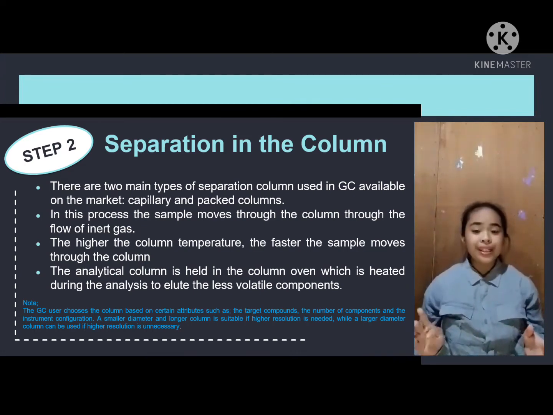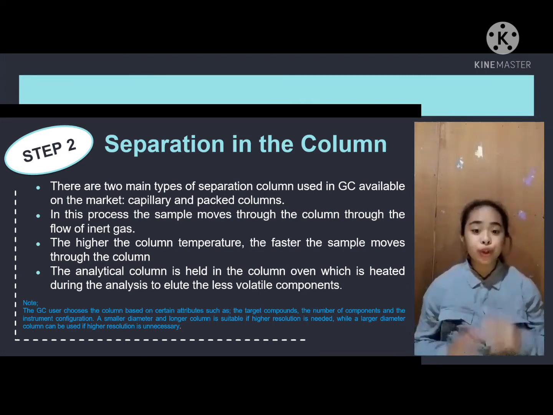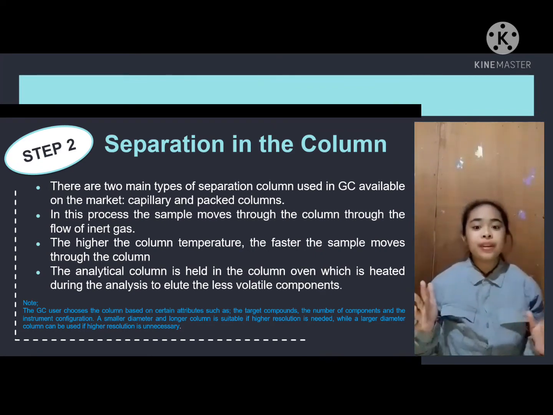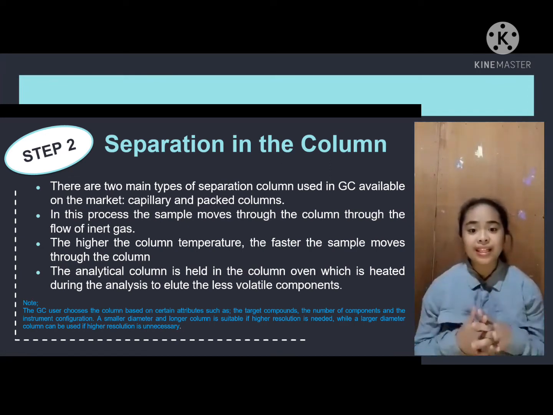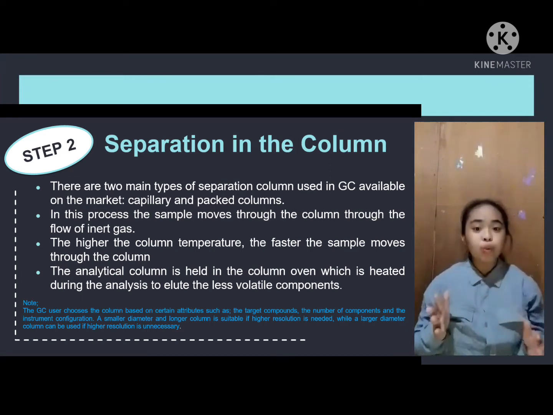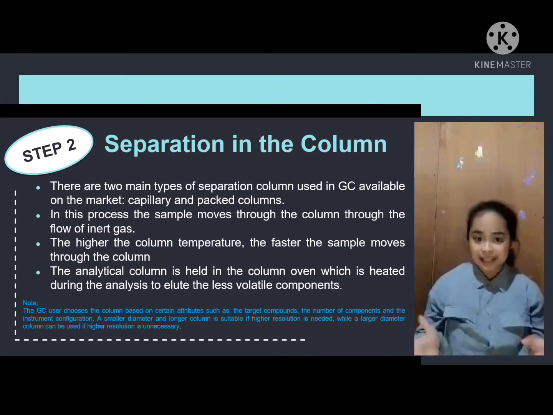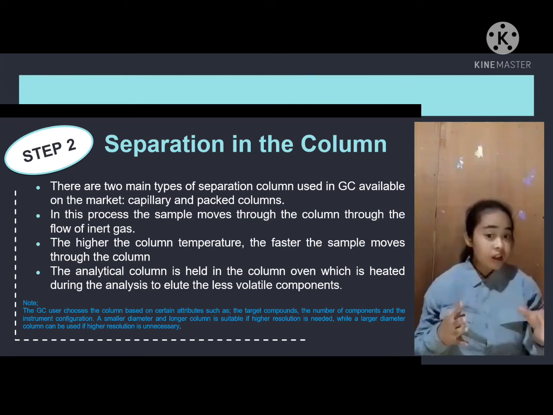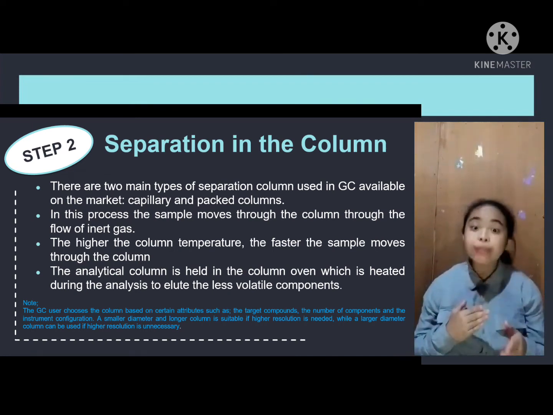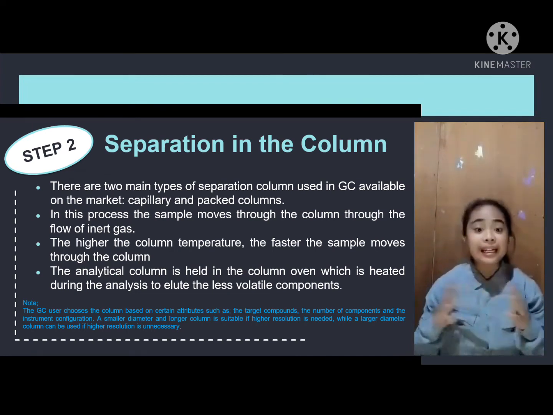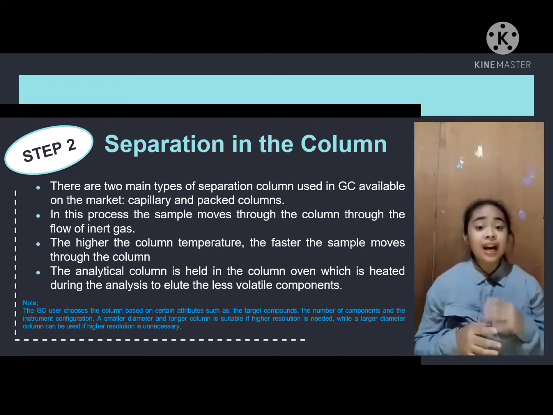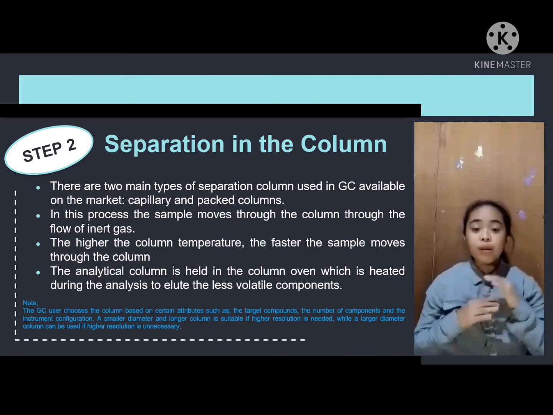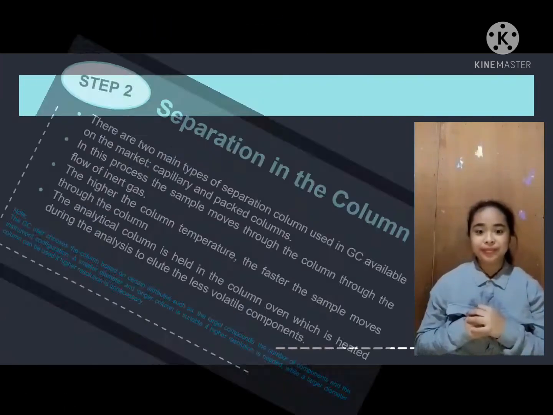So, in step 2, in the process, the sample moves through the column through the flow of inert gas. The analytical column is held in the column oven, which is heated during the analysis to elute the less volatile components. The columns are mounted in an oven with precise temperature and carrier gas flow control. And the higher the column temperature, the faster the sample moves through the column.